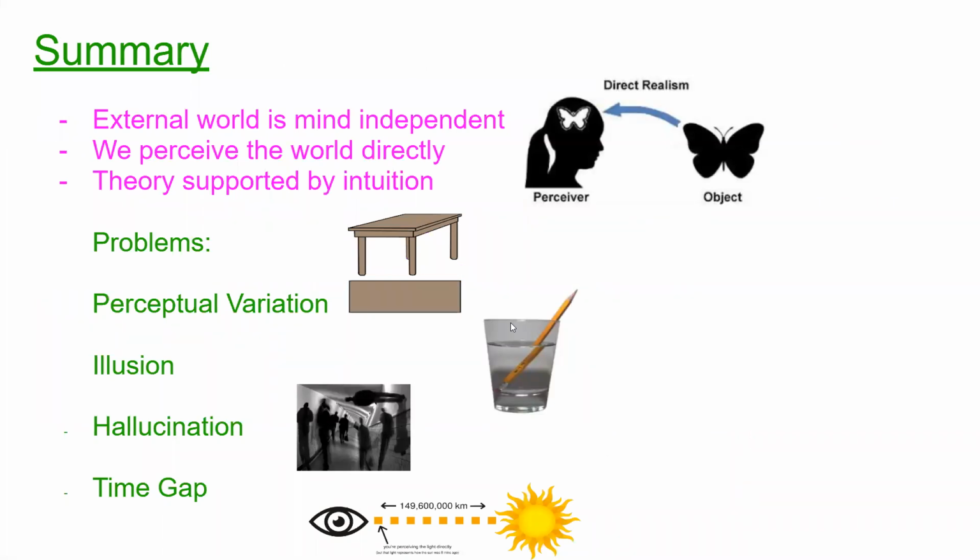A summary of direct realism. The external world is mind independent, meaning the external world exists independently of the mind. We perceive the world directly, and this theory is supported by intuition and common sense. The main problems are perceptual variation, illusion, hallucination, and time gap.